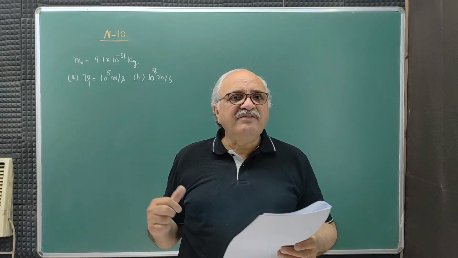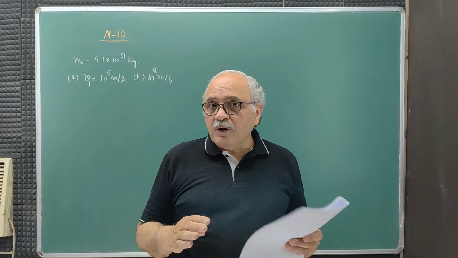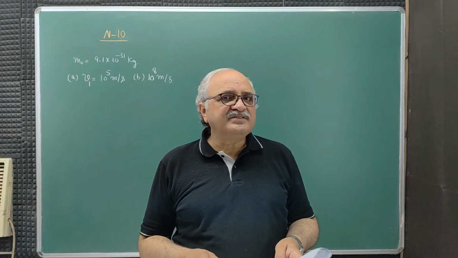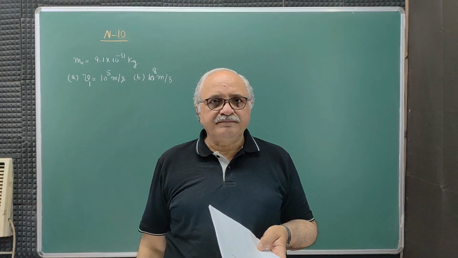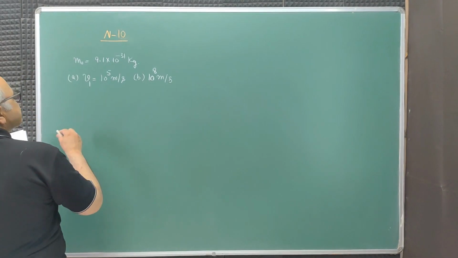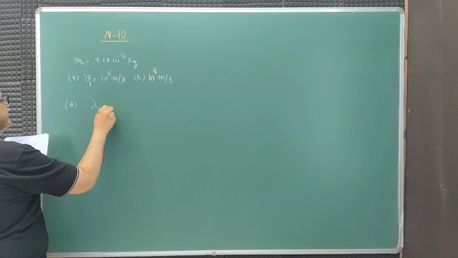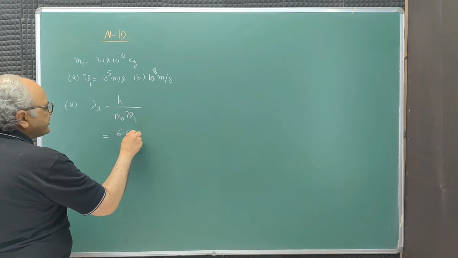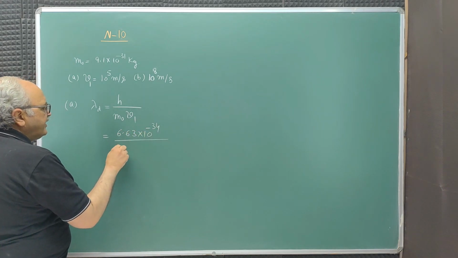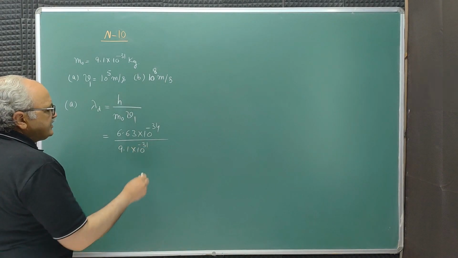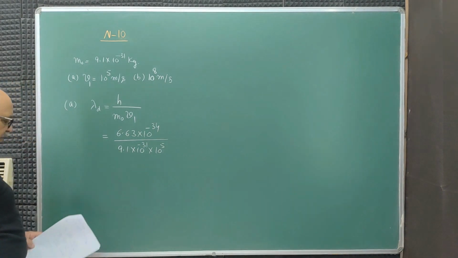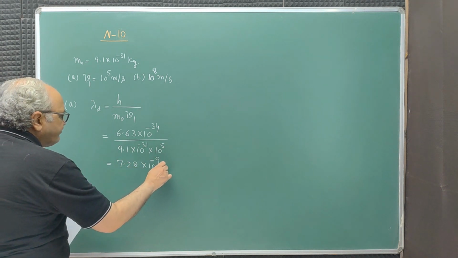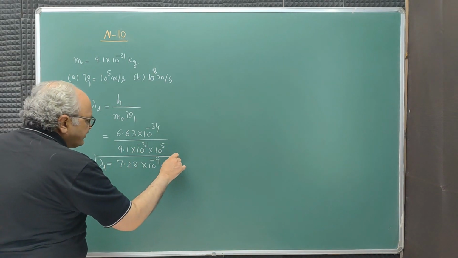But when it comes to the higher velocity, that is 10 to the power 8, which is quite close to the velocity of light, we cannot ignore the relativistic mass of the electron. So there is an increment in the mass of the electron which we have to calculate. So let's do the calculation. For the first case, the de Broglie wavelength is h by the rest mass multiplied by the velocity, which equals 6.63 into 10 to the power minus 34 divided by 9.1 into 10 to the power minus 31 kg multiplied by the velocity, which is 10 to the power 5. If you calculate this, it comes out to be 7.28 into 10 to the power minus 9 meter. This is the de Broglie wavelength for the first case.